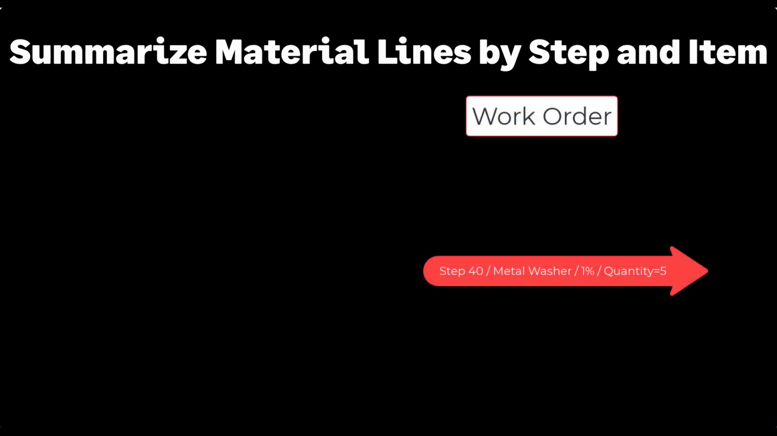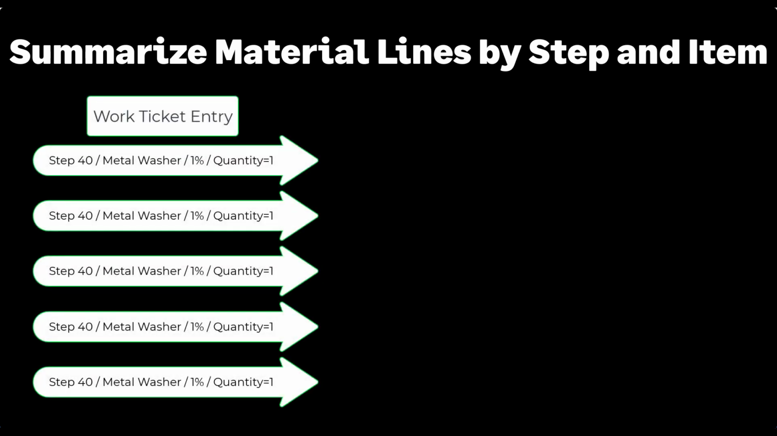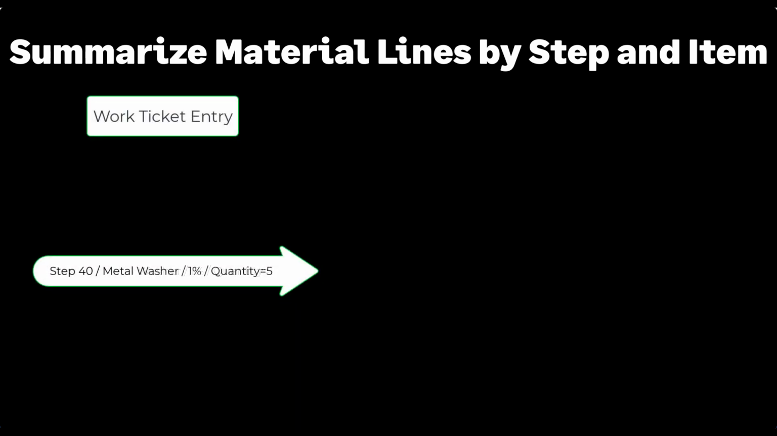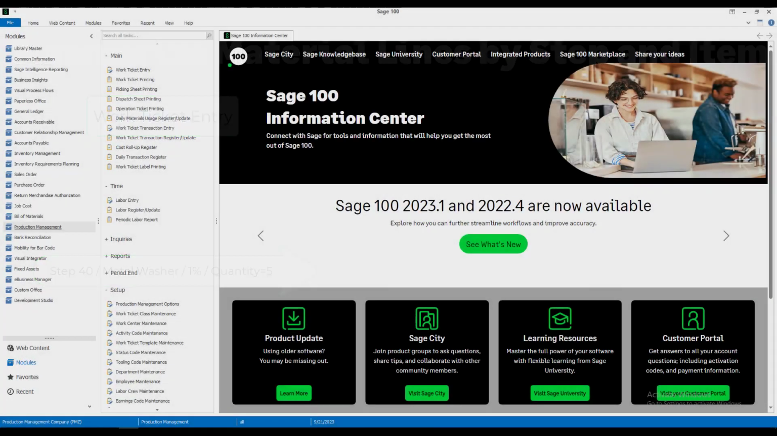In work order, quantities for the same items and steps and scrap percentage are combined into one line. We are bringing this option into production management. We didn't want to change the way production management works currently, so we added an option allowing both methods to be available. If we want to summarize our lines in work ticket entry, here's what we need to do.